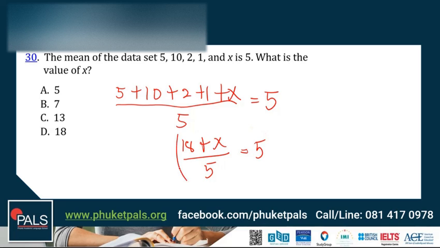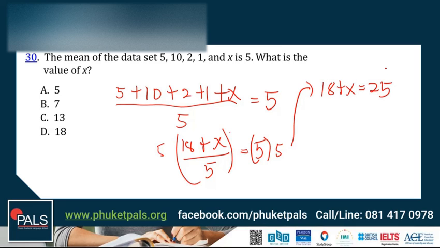Then multiplying both sides by 5, we've got 18 plus x is equal to 25. Then subtracting 18 on both sides, we've got x is equal to 7. So the answer is letter B.